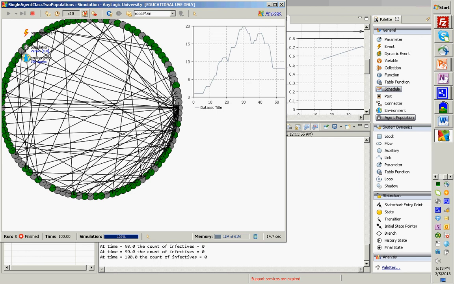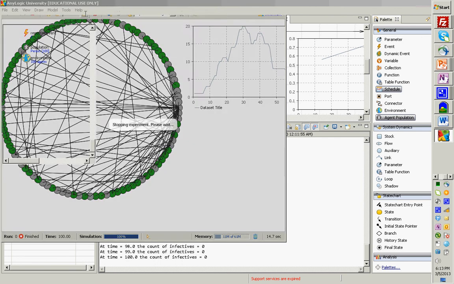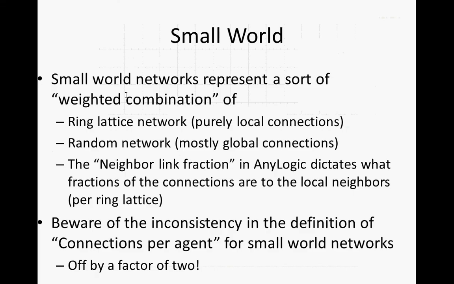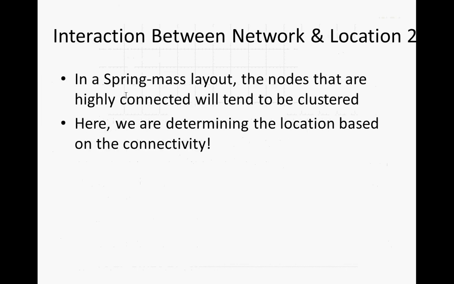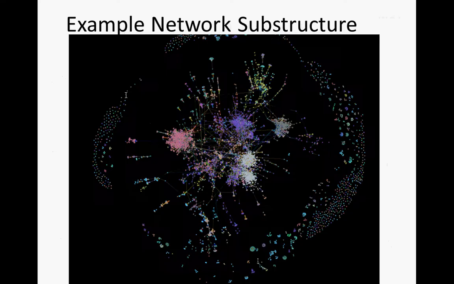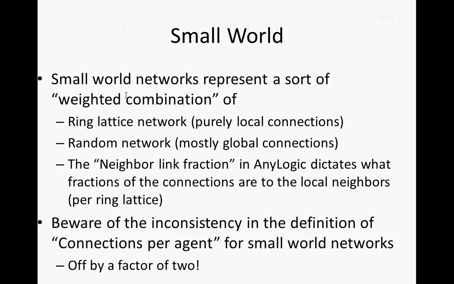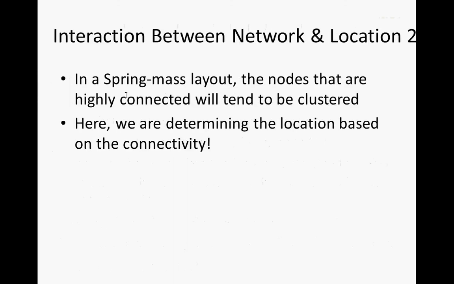We're not going to have time to go too much further into scale-free networks, but I want to make some comments on this. I want to comment on one other connection between networks and location and AnyLogic. AnyLogic supports what's called a spring mass layout, which is a layout that tries to be intelligent about placing the locations of nodes, determining their spatial location based on who they're connected to.